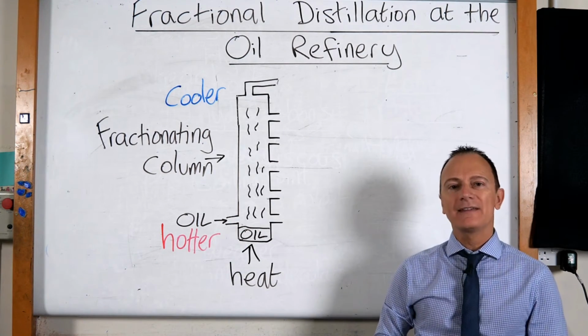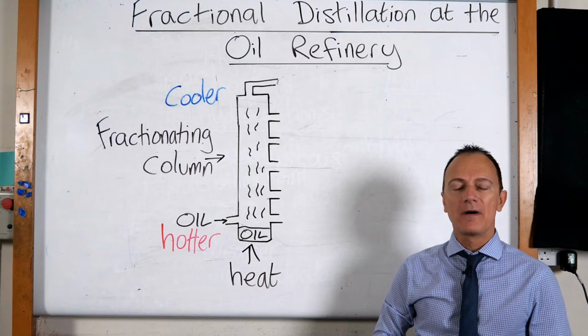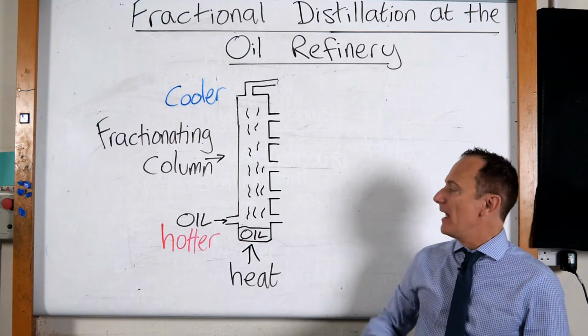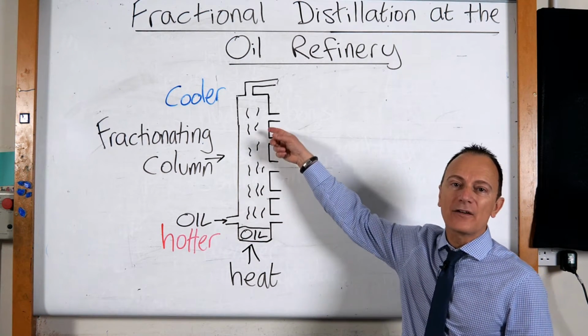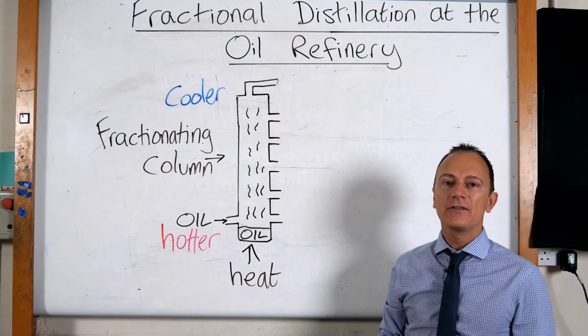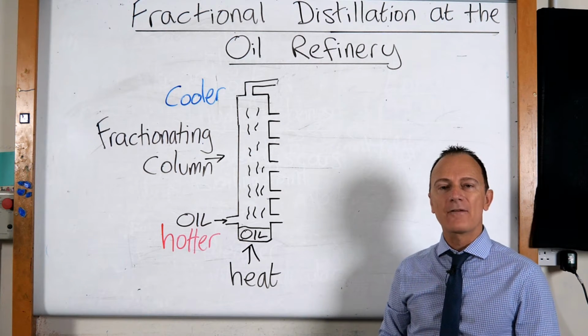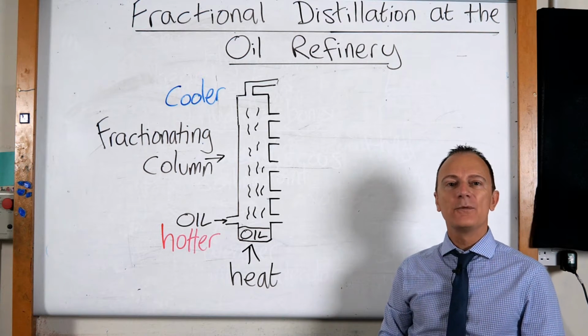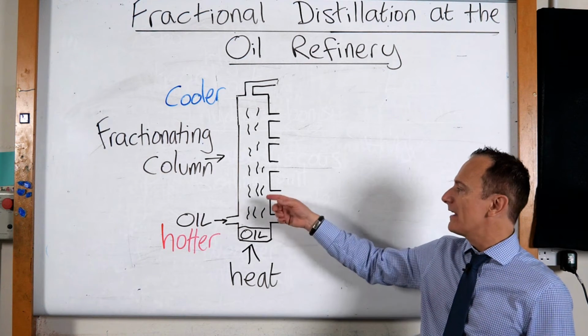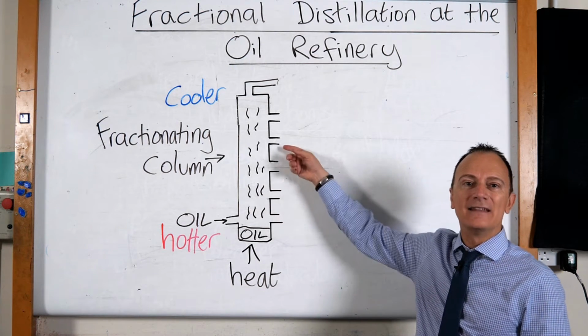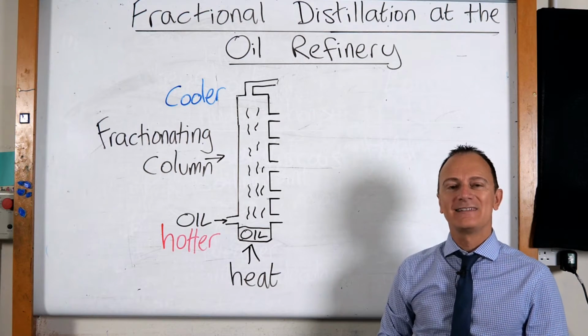As the crude oil is heated, those hydrocarbon molecules turn into vapours. And those vapours pass up the fractionating column, and as they rise up the column, they get cooler. So at some point, they're going to turn back from a gas into a liquid. In other words, they're going to condense. And as they condense, they exit at different points of the fractionating column.